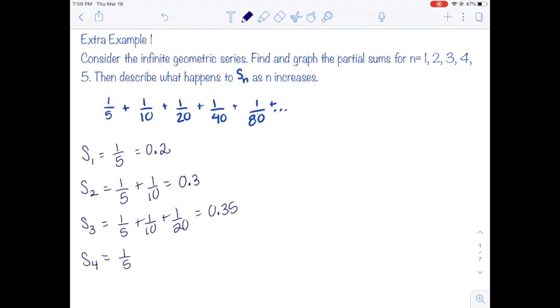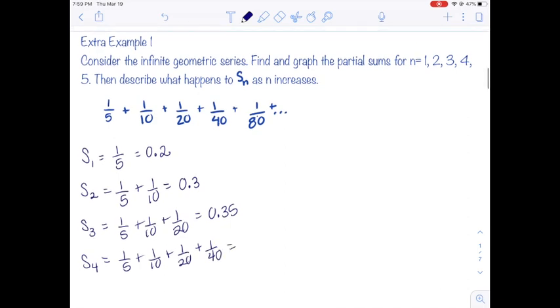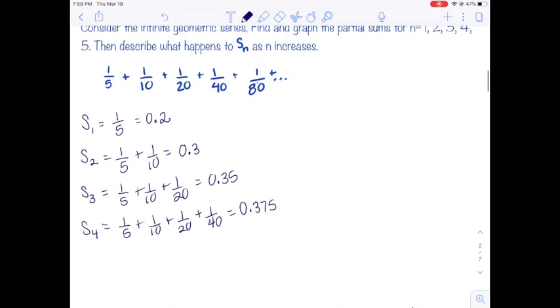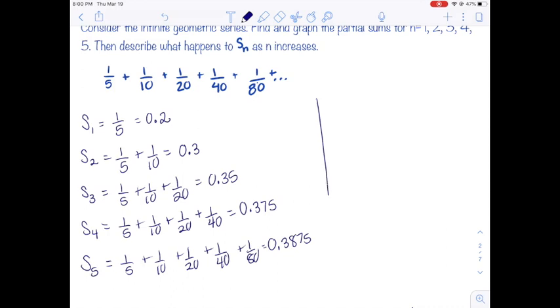So then by the time you get to the sum until the fourth term, you get 1/5 plus 1/10 plus 1 over 20 plus your next term of 1 over 40, which is 0.375. And then as your sum up until the fifth term, you get 1 over 5 plus 1 over 10 plus 1 over 20. You guys probably get this idea. 1 over 40 plus 1 over 80. And that'll be 0.3875.